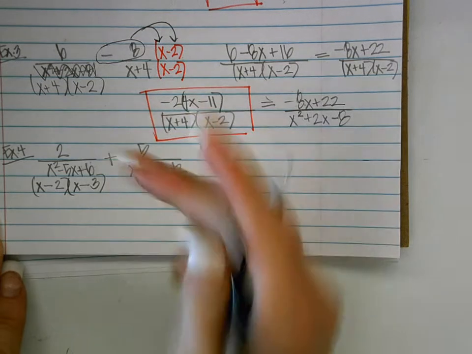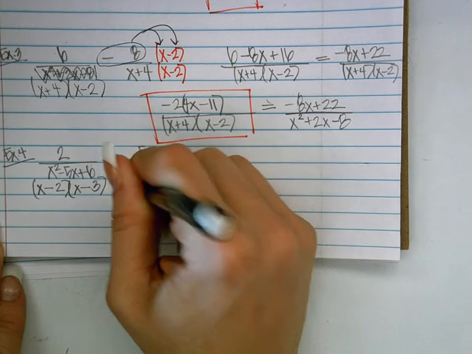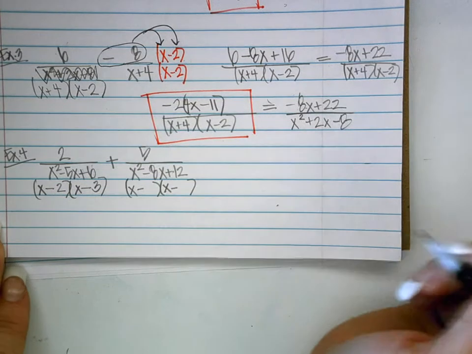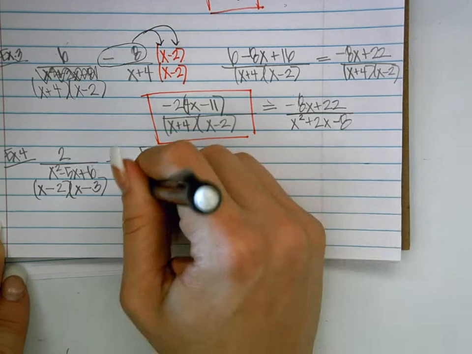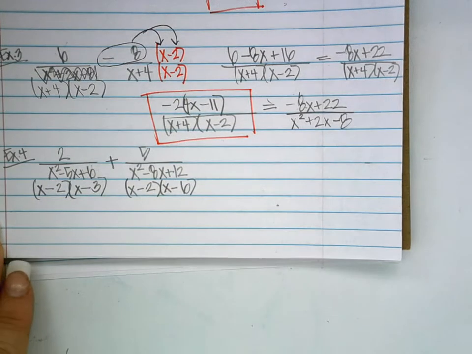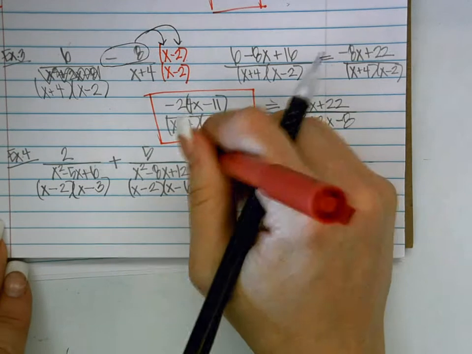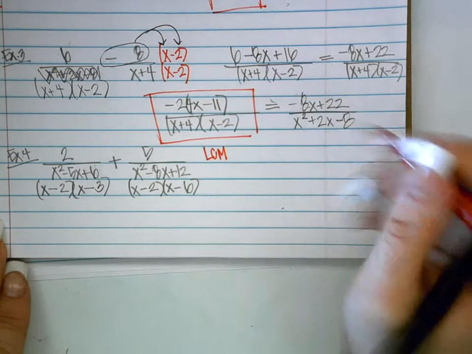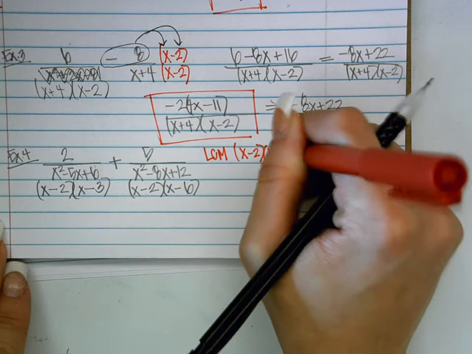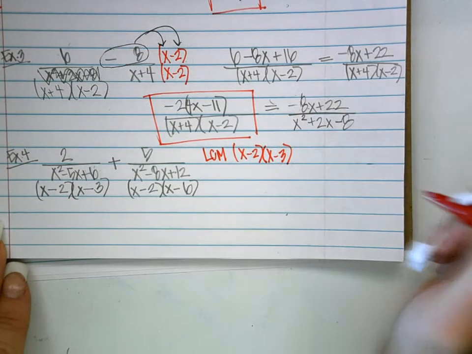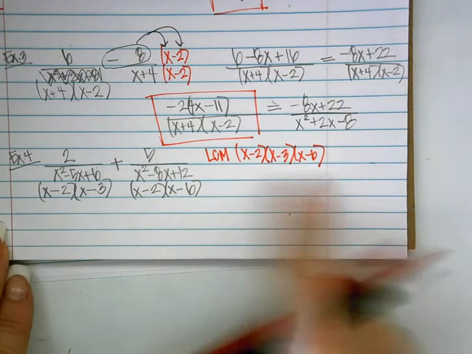This one, what multiplies to 12 adds to 8? Both negatives. 2 and 6. Okay, so here, what would the LCM be? The LCM is all of the ones that you need. So you need an x minus 2, you need an x minus 3, and what else? And an x minus 6. Okay, so that would be your LCM here.